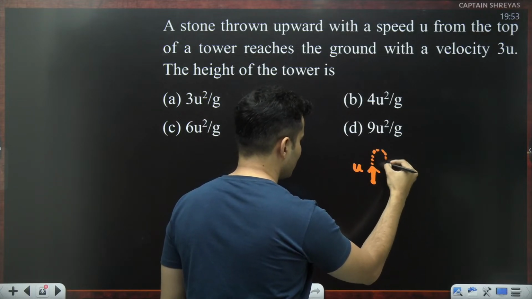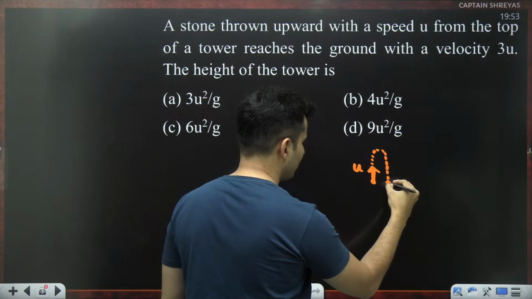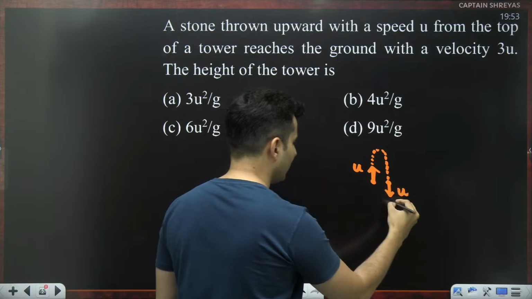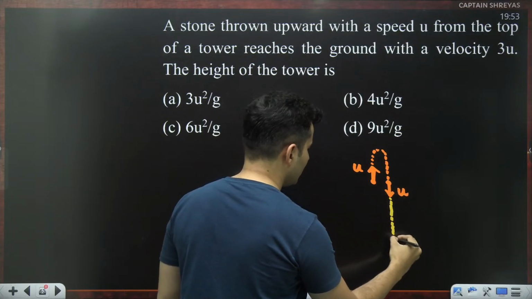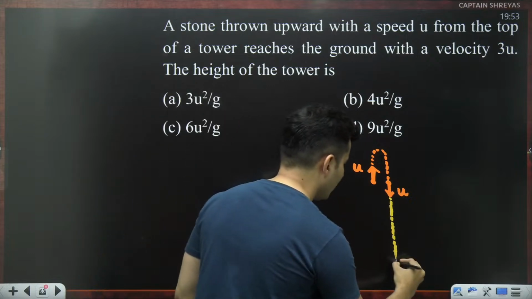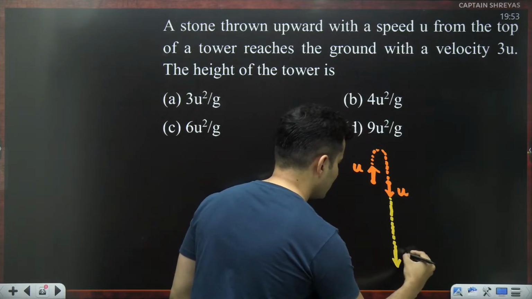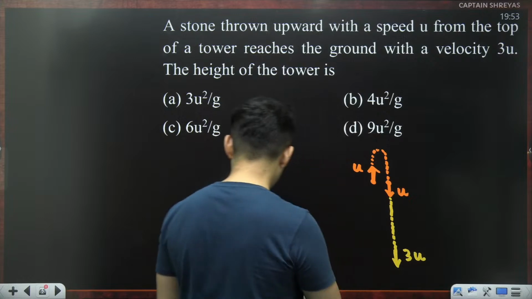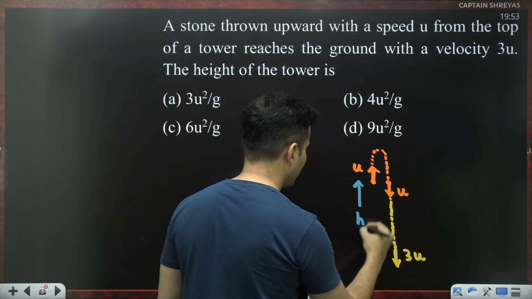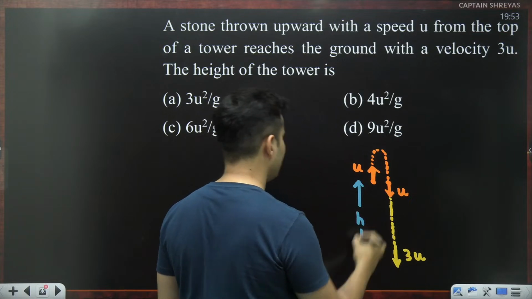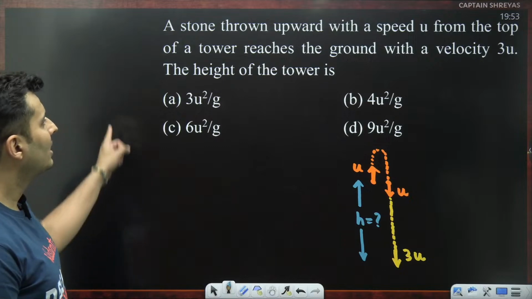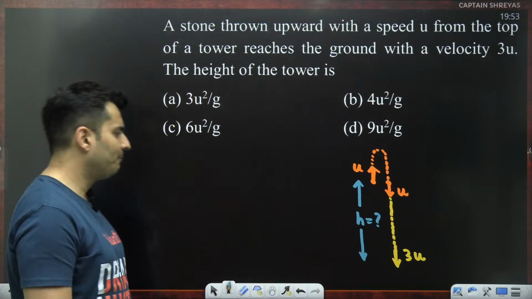It goes up, goes down, and when it reaches here, it has the same speed u and it continues its journey. Remember that, it continues its journey till it hits the ground with a speed of 3u. The question is, what is this height going to be? That is the question, if I'm not wrong. What is the height of the tower?